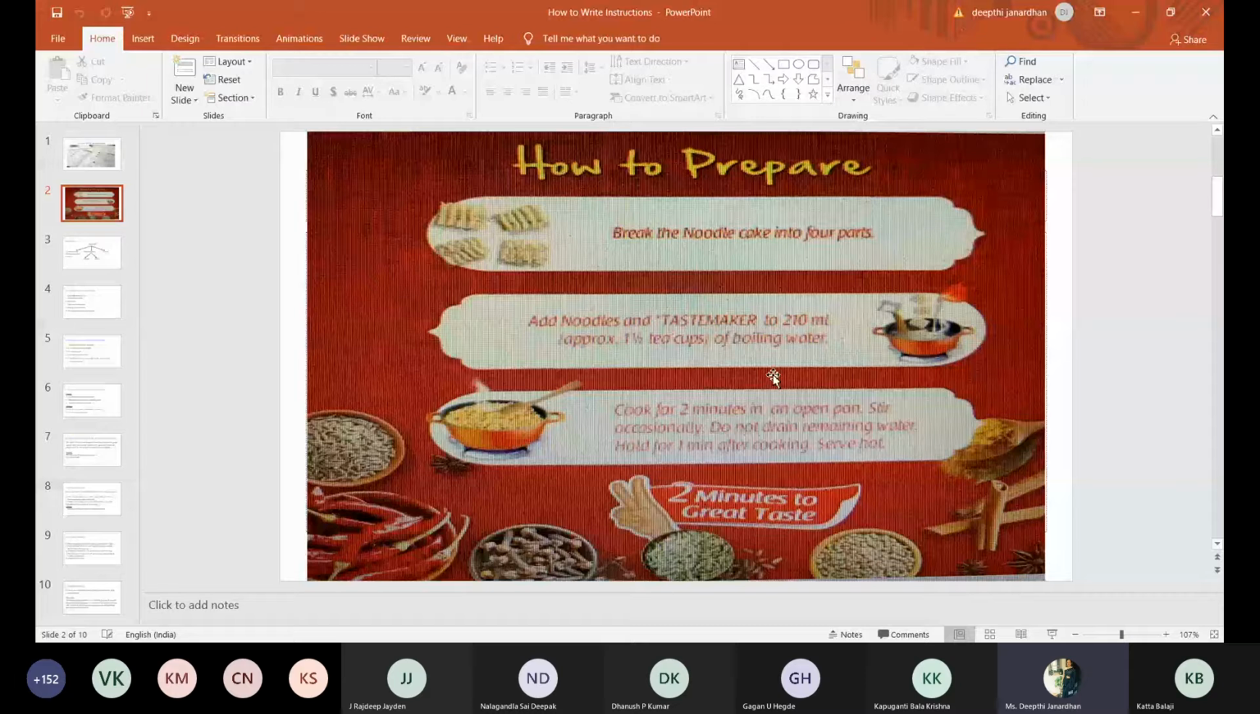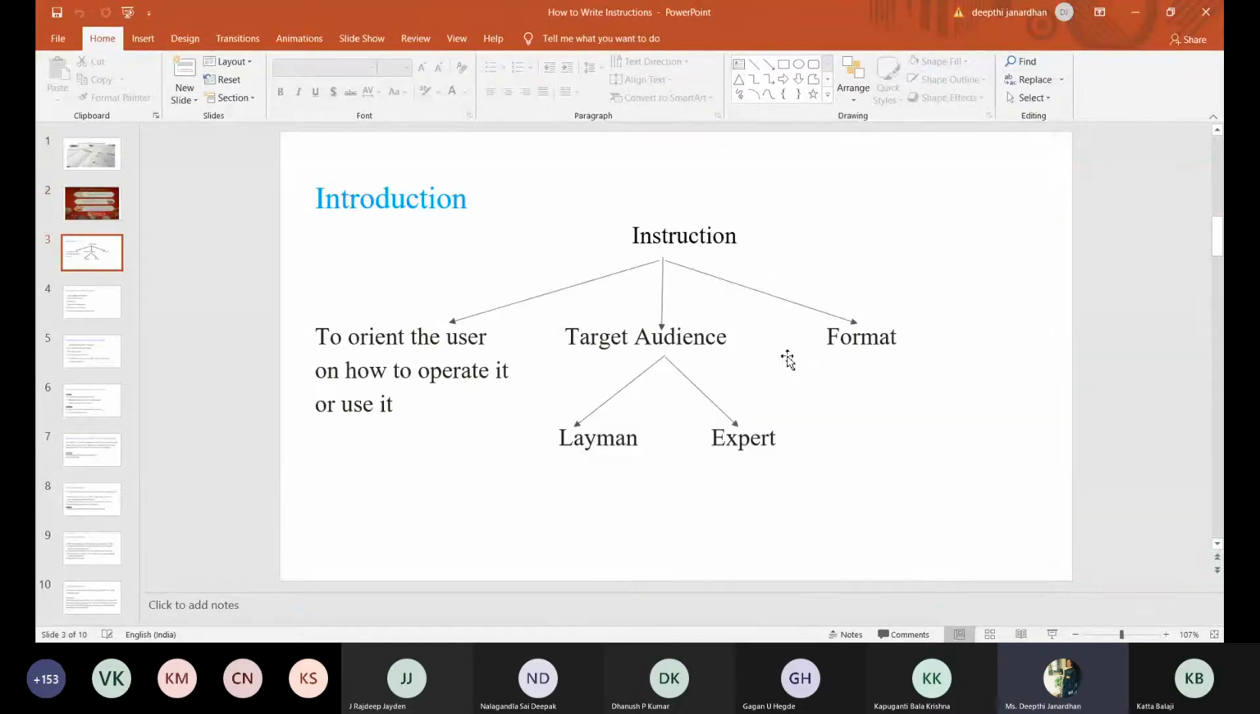Okay, so let's get back to the lecture. I was telling you how some of you said instructions are a step-by-step process to prepare a thing. It is, but we need a format too for instruction. Instructions are written to orient a user on how to operate or use a particular device, a particular thing, or it could also be a recipe.